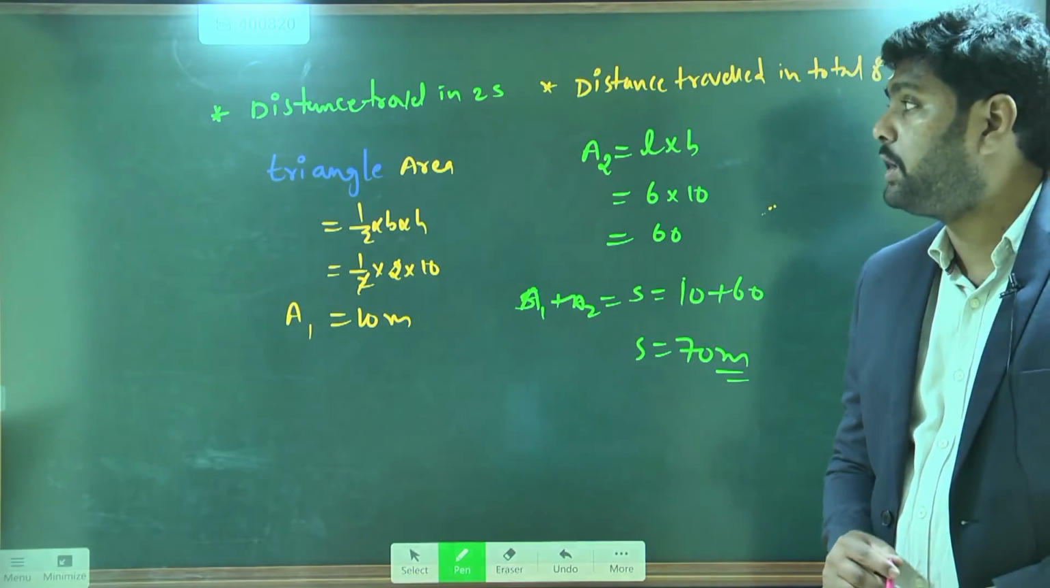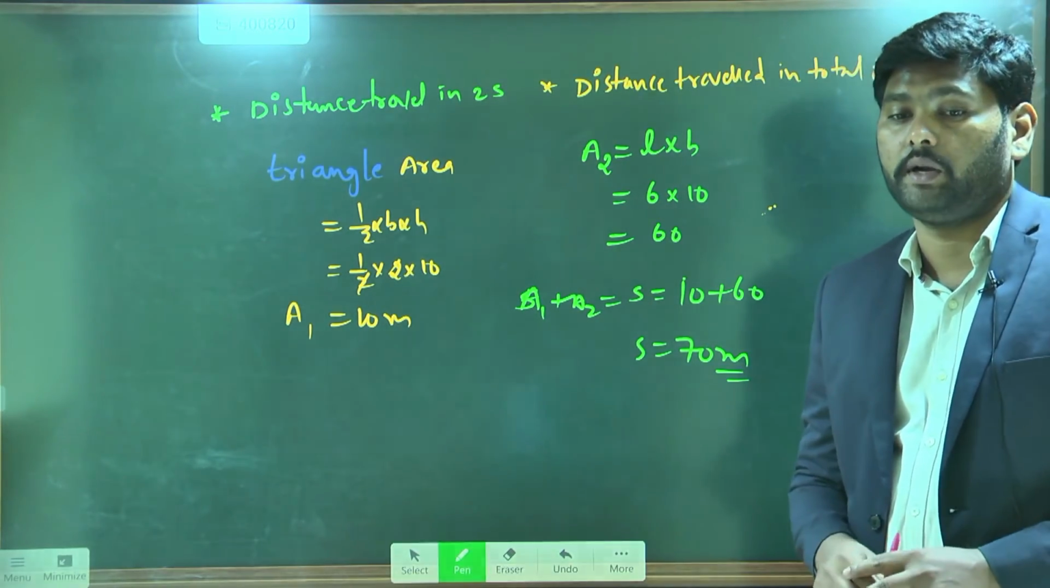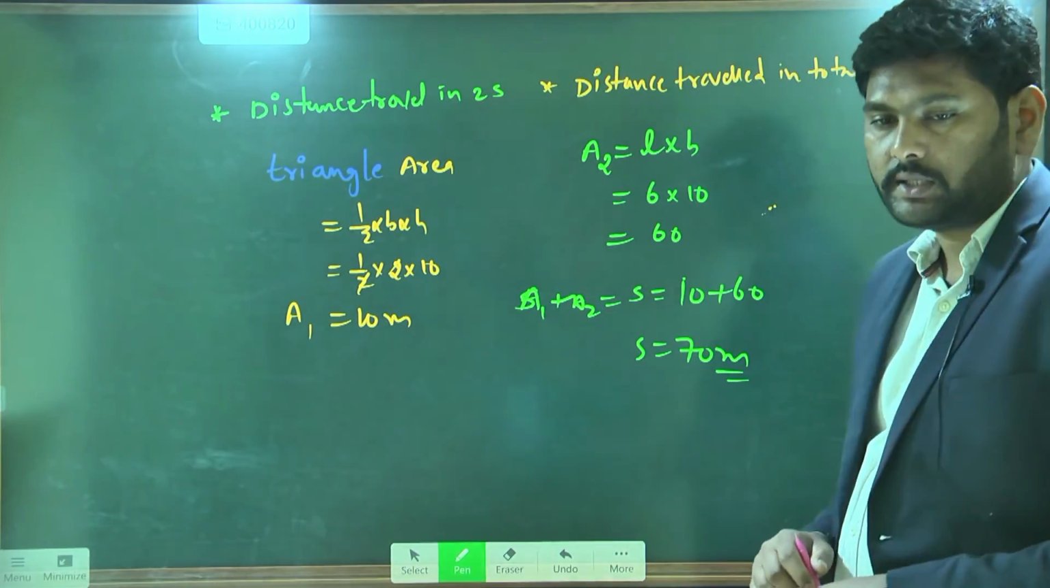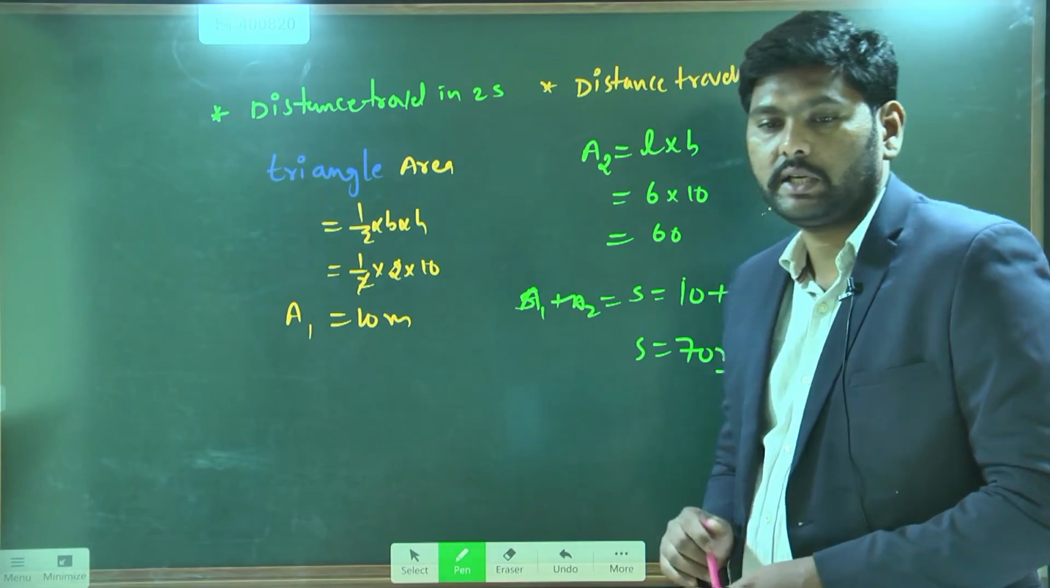So this is all about the speed versus time graph. Next, let's go for the other graph, that is acceleration versus time. Shall I take acceleration versus time?